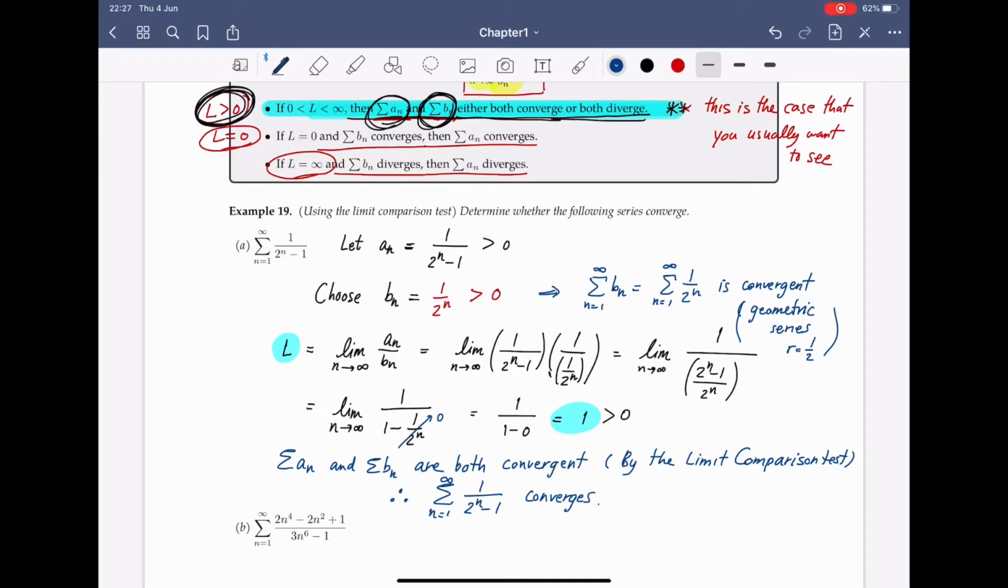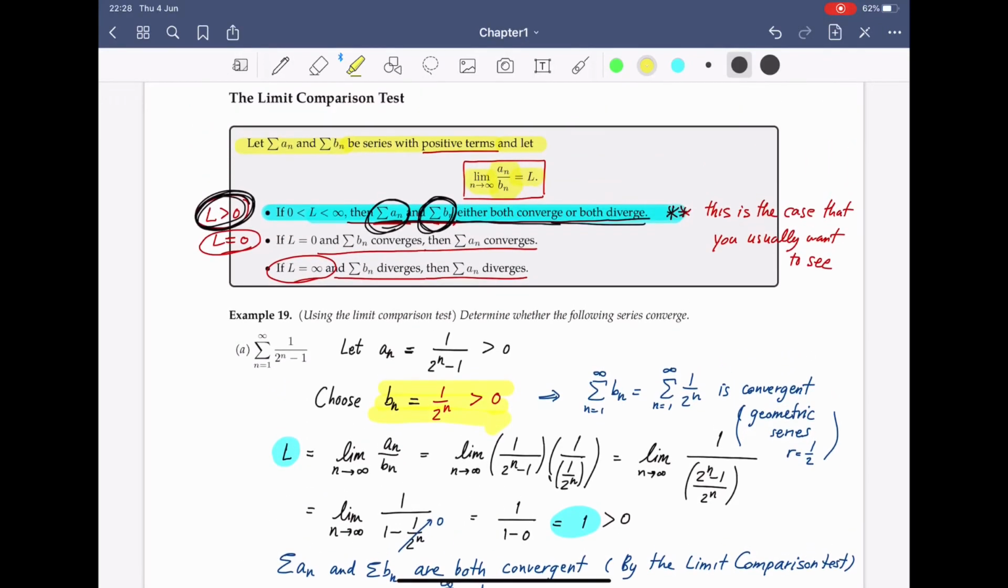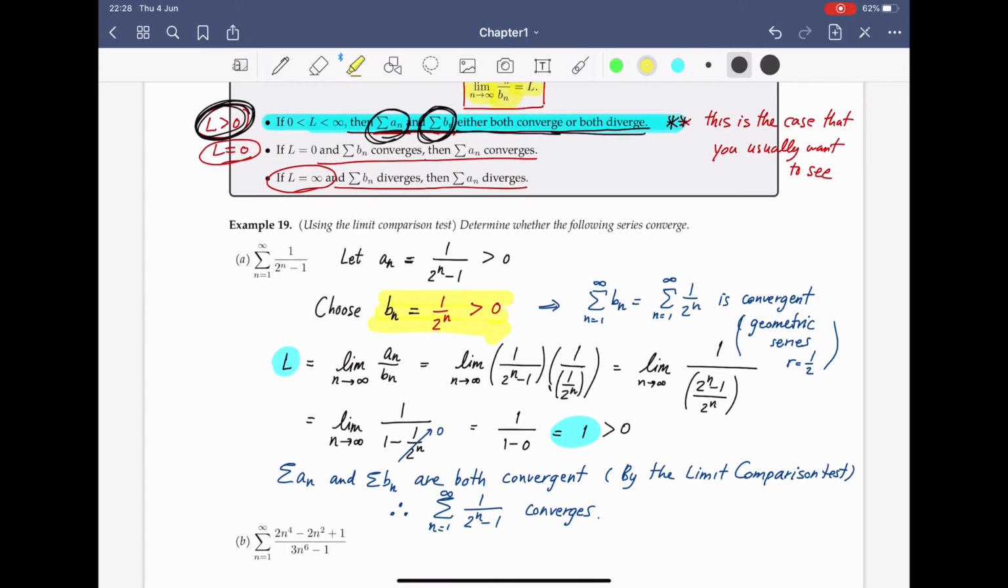So you can see the big picture of the limit comparison test here. The idea is you need to pick your bn on your own, right? And then after that, you try to compute the limit. And once you get the limit, you use the result in the box here from the statement of the limit comparison test. Most of the time, you're going to fall into case number 1, that the summation of an and the summation of bn are both convergent or both divergent. Alright, so let's do more examples.